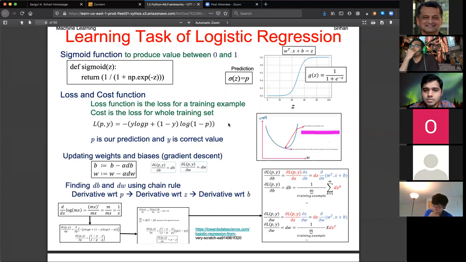So the goal is to choose. Now you say this, it involves P and Y. And what is P? P is sigma of Z. That is the prediction of the system. So P depends on Z here. And what does Z depend on? Z depends on W and B and the input X. So there is some dependency between all these things. P depends on all these other items. So we are going to try to minimize this quantity. And we want to find the values of W and B that are going to minimize this quantity.